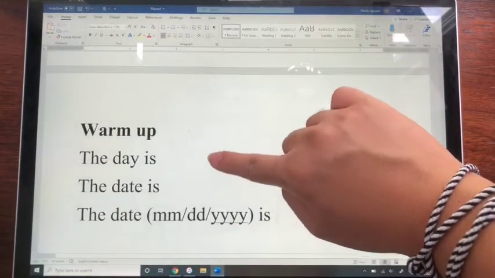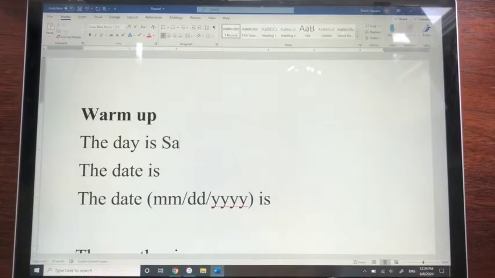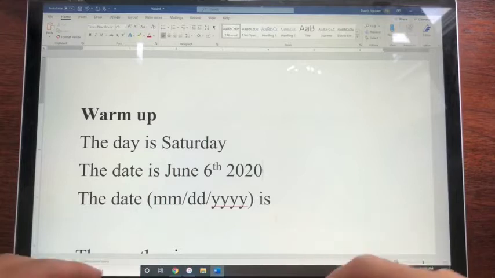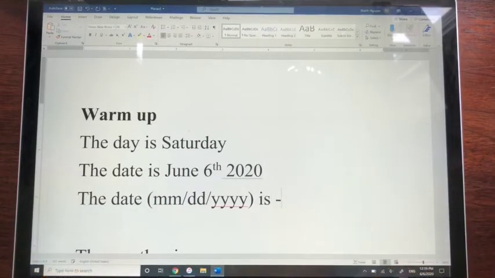The warm-up. The day is Saturday. The date is June 6, 2020. The date in numbers is 06, 06, 2020.